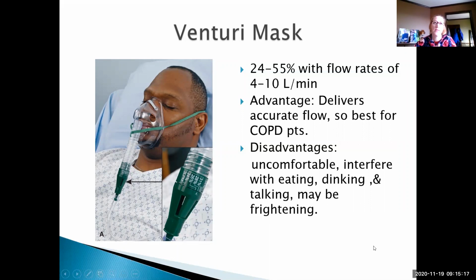Now, if they get to the point where they need something like BiPAP, that's a little bit different. That does need to have specific parameters and an order from a physician, and respiratory would have to initiate that. But as far as different masks, that is definitely within our scope.